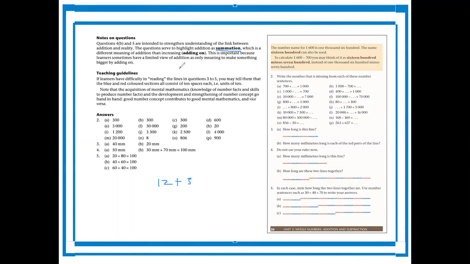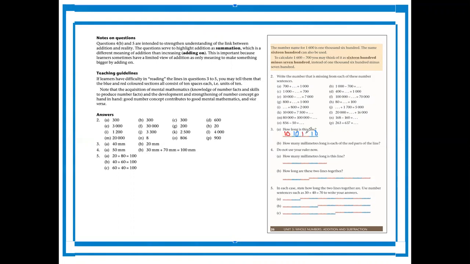This is important because learners sometimes have a limited view of addition as only meaning to make something bigger by adding on. Then here are the teaching guidelines. If learners have difficulty in reading the lines in questions 3 to 5, you may tell them that the blue and red colored sections all consist of 10 spaces each, i.e. units of 10. Okay, so for example, I can't really see how many lines there are here, but we've been told that each of them have 10. So this would be 10, this would be 10, and then the same in red.